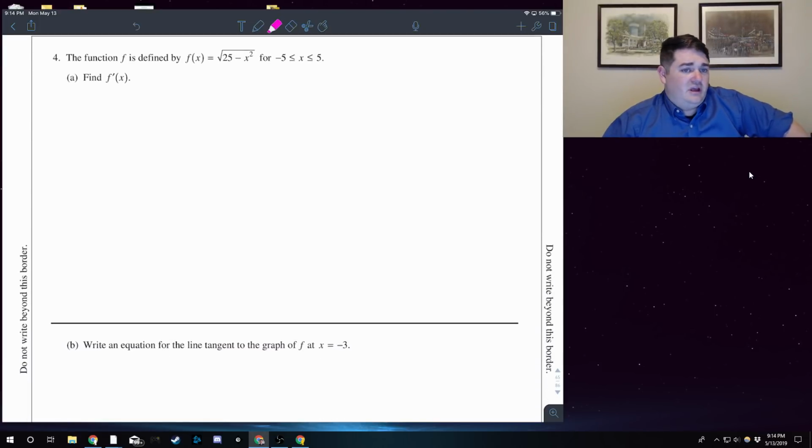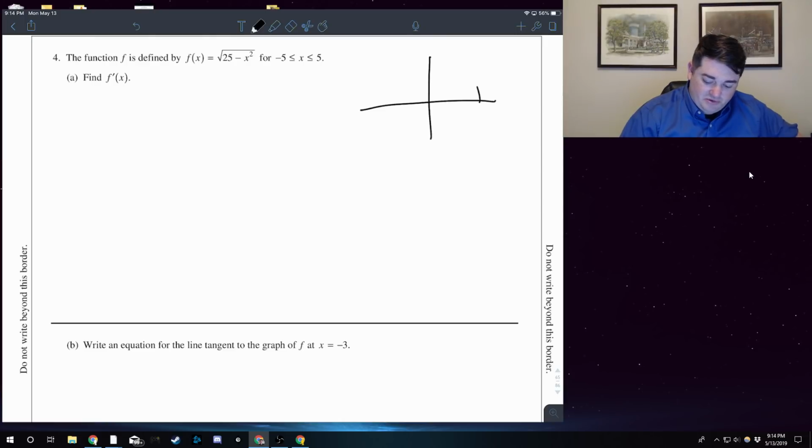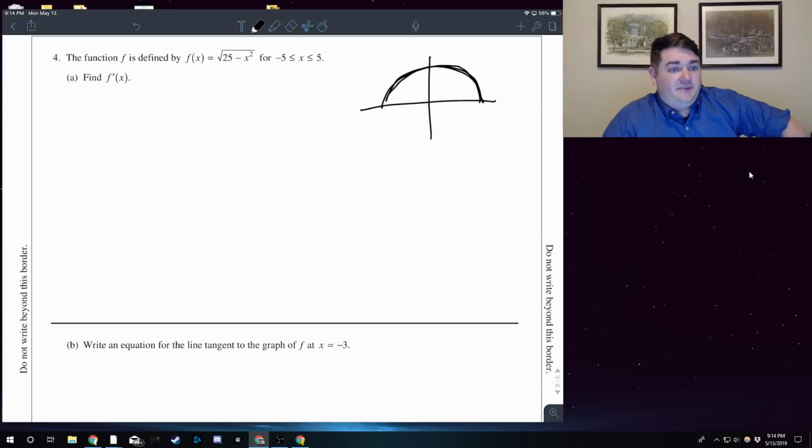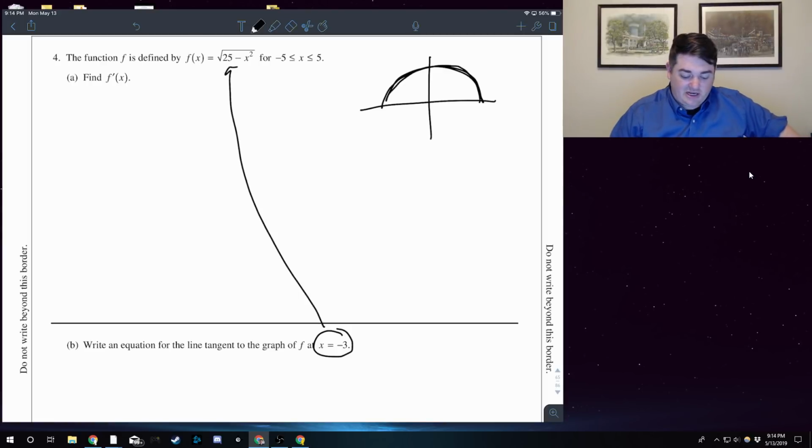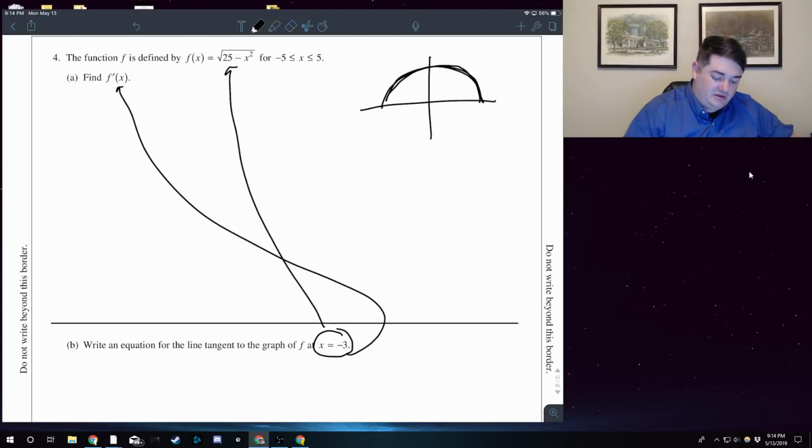Number 4, f is defined by y equals the square root of 25 minus x squared. I don't know if you need to know this, but that is a semicircle from 5 to negative 5. Find f prime of x. Okay, that's going to be chain rule. B, write the equation of the tangent line. You need a point and a slope. How do you get the point? Plug negative 3 into your function. How do you get the slope? Plug negative 3 into your derivative, and use the point slope formula.